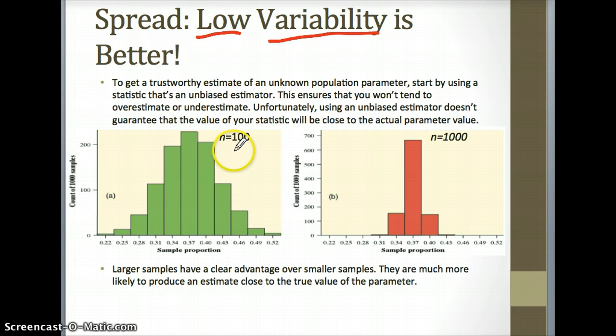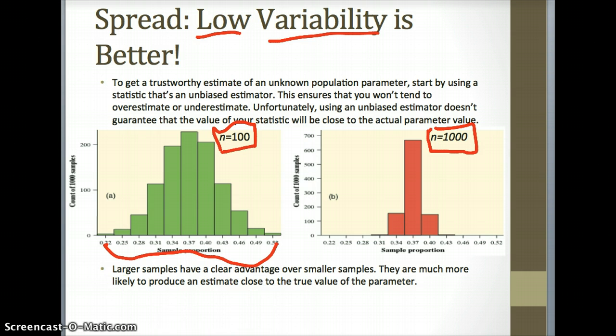So if you could see, this would be the 100 chips again. So in 100 samples, look how spread out it is, all the way from 0.22 all the way to 0.52. Look in 1,000 samples, okay? Much closer together. So now you're talking, I don't know, 0.29 to 0.44. Okay, so very much closer together.